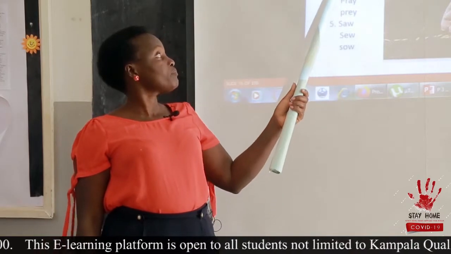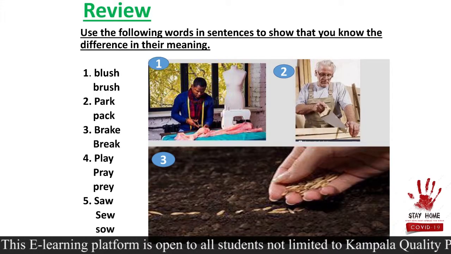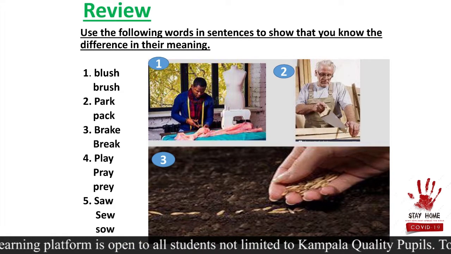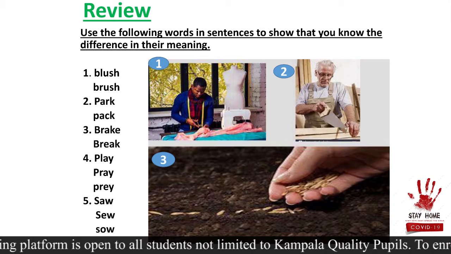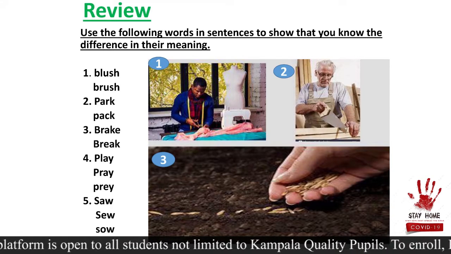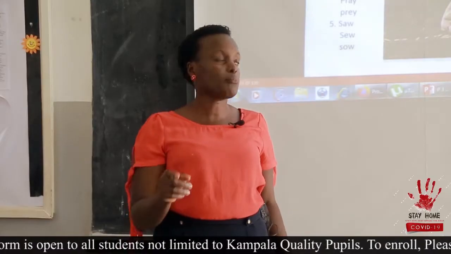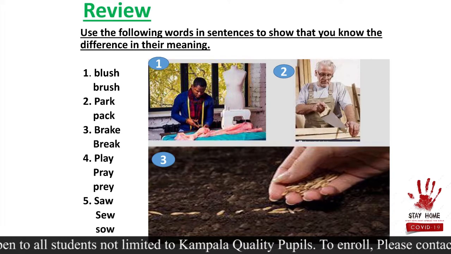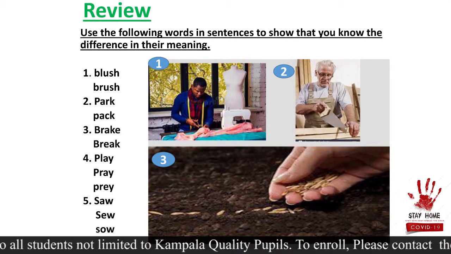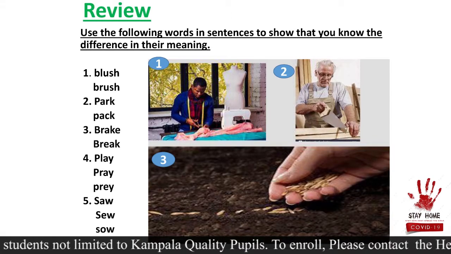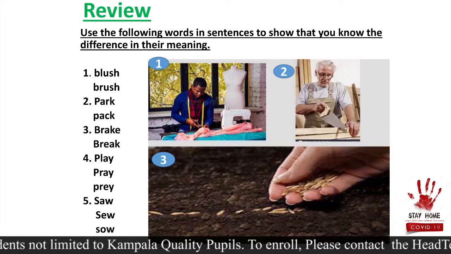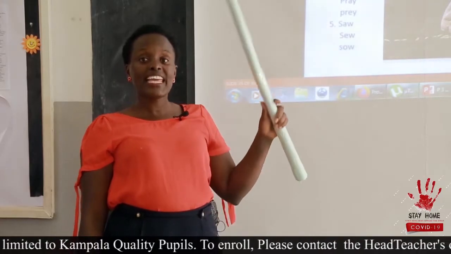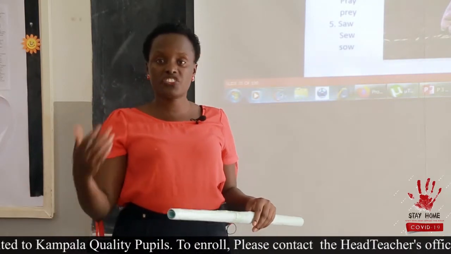We can say Jane will brake when she reaches a corner. Then we have break: stop breaking glasses. Bad children break plates and cups. Then we have this play. I play football every day. We have this pray: we pray to God. Then this prey is when an animal feeds on another, or even some birds feed on others. So we can say, eagles prey on chicken.